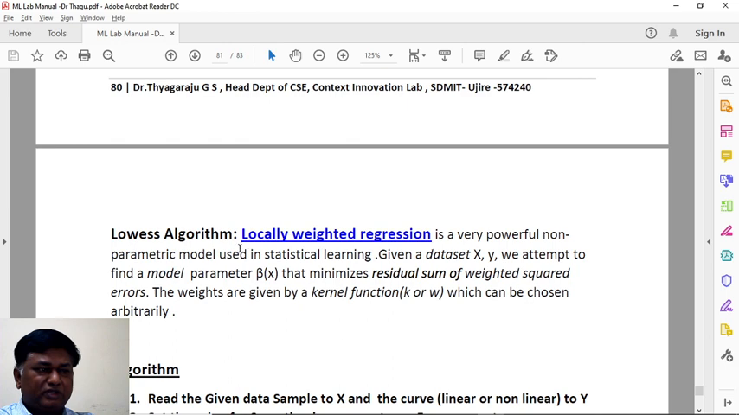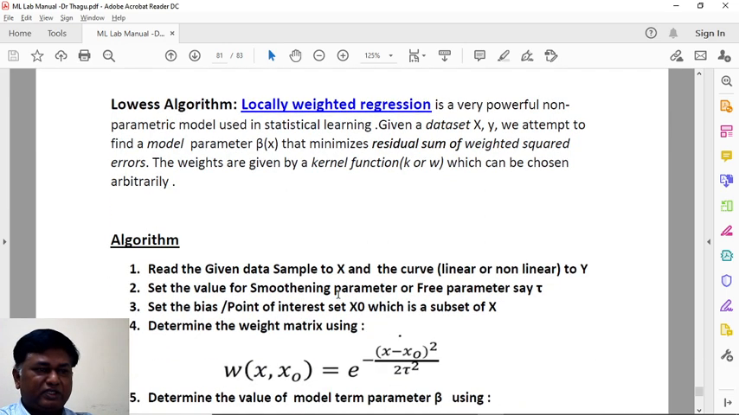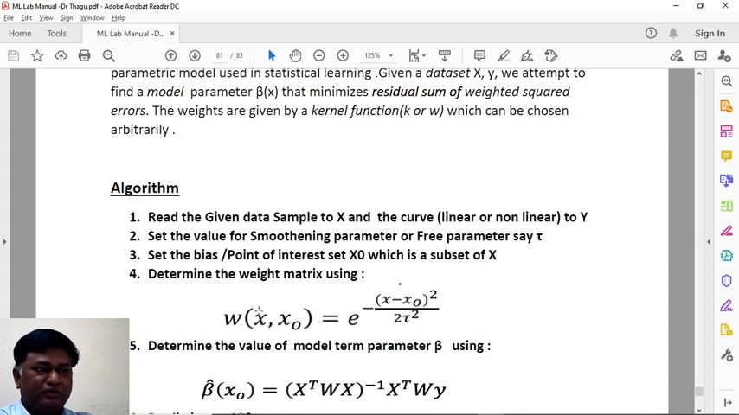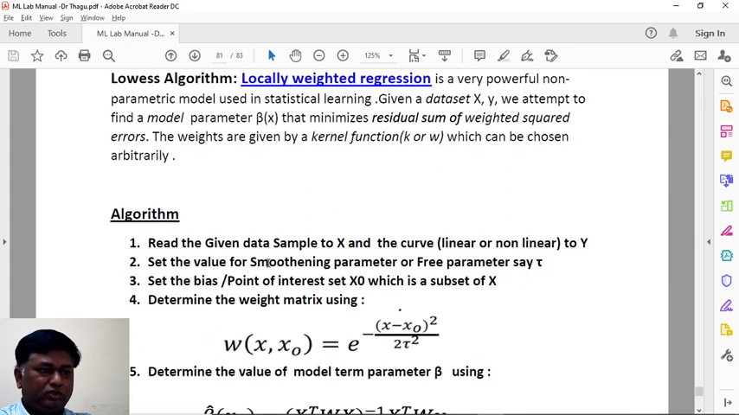This algorithm is called the LOIS algorithm, locally weighted regression algorithm. First we will see the algorithm. These are the steps that will be implemented in your Python code. First, read your given data and curve, linear or non-linear. Then in this algorithm we have one smoothing parameter, that is called tau. Tau is your smoothing parameter or free parameter.